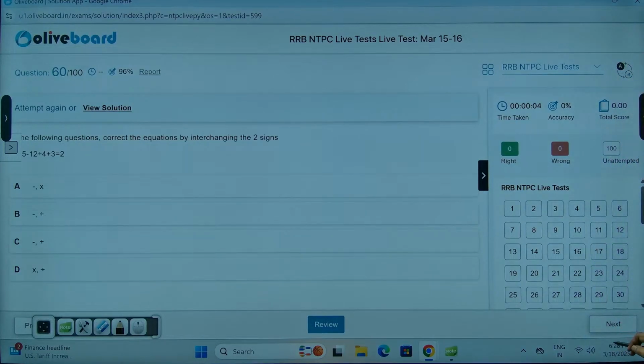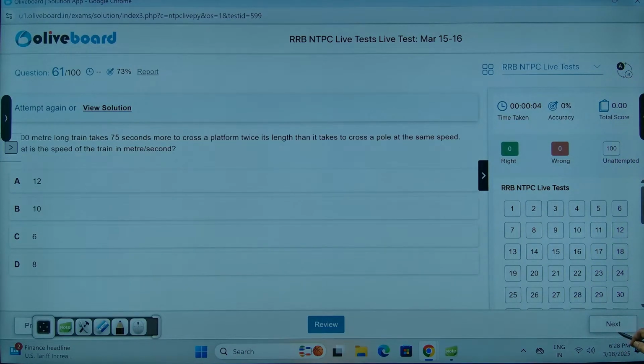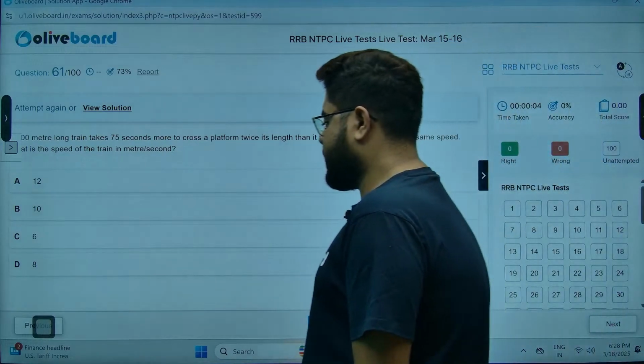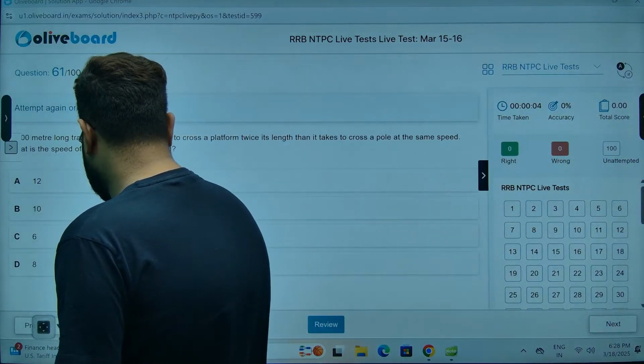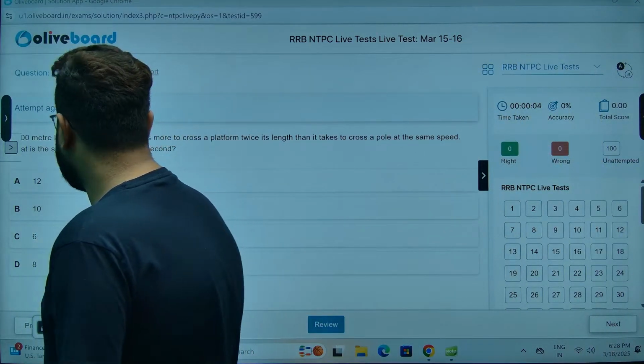Train. Okay, sir. Let's do train. Let's understand train.